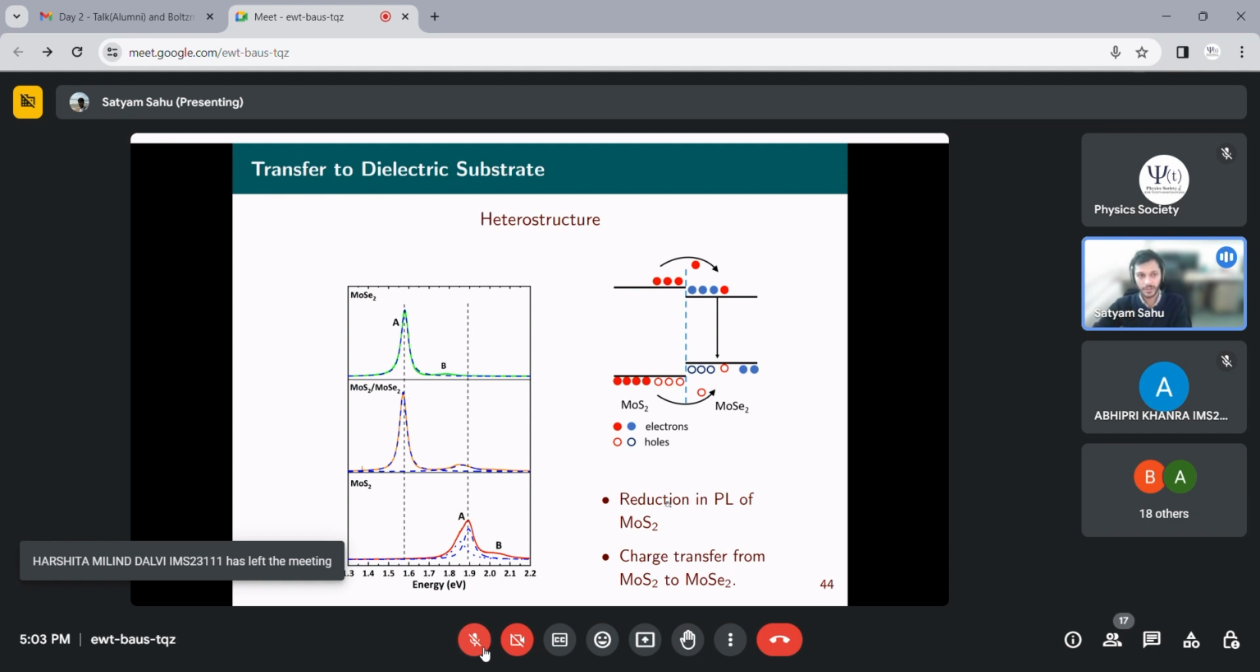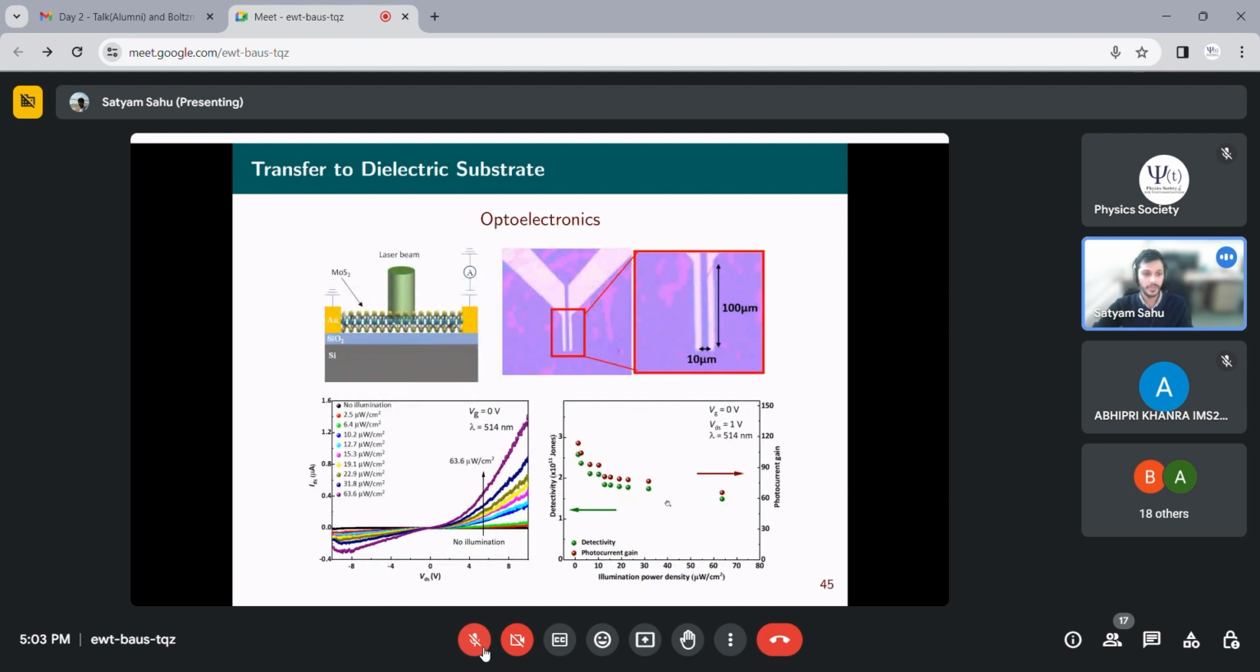Then we also showed the application of the flakes prepared using this method. What we did was we transferred the flakes on a dielectric substrate, and then on top of it we put two electrodes as the source and drain electrodes, and then we shine the light on top of the flake, and we try to record the current, as can be seen here. Here I have plotted the current versus voltage for different illumination powers. Essentially, you increase the laser power, and see how the current is increasing.